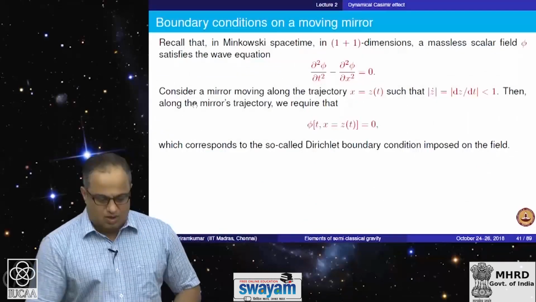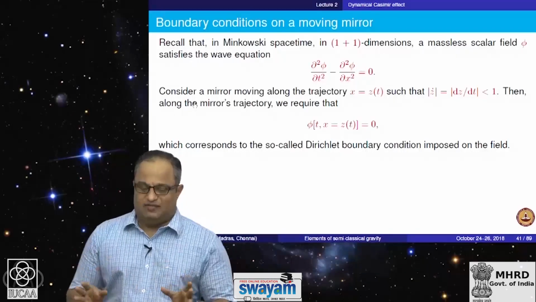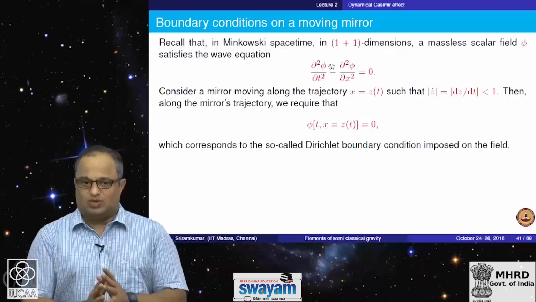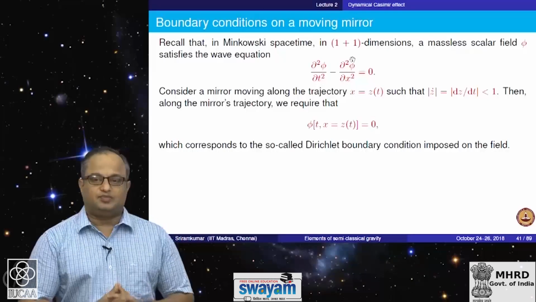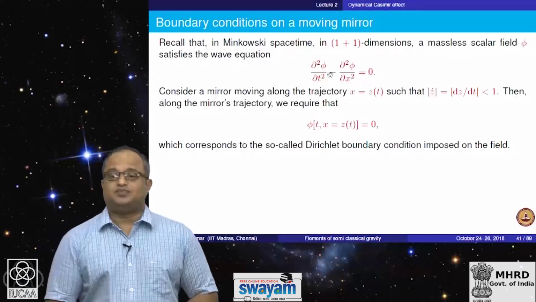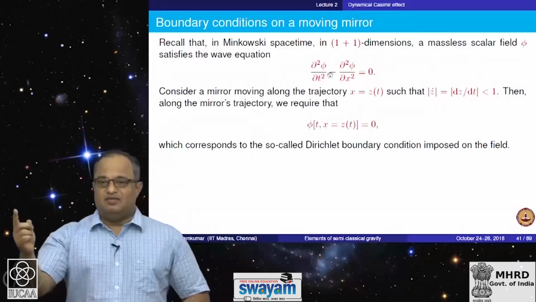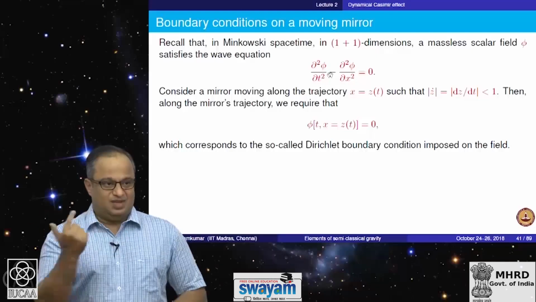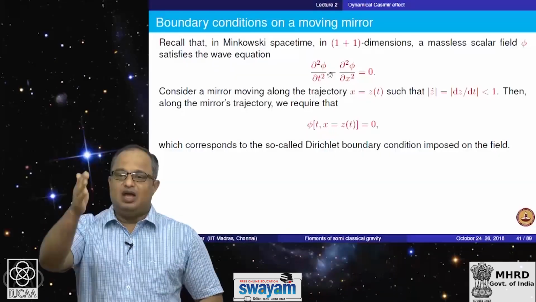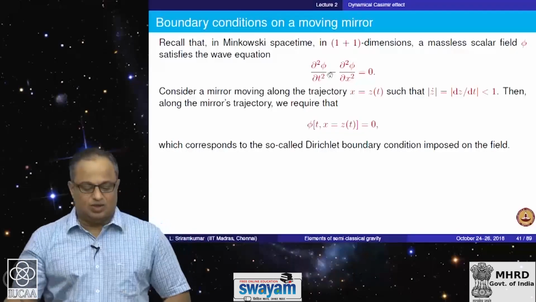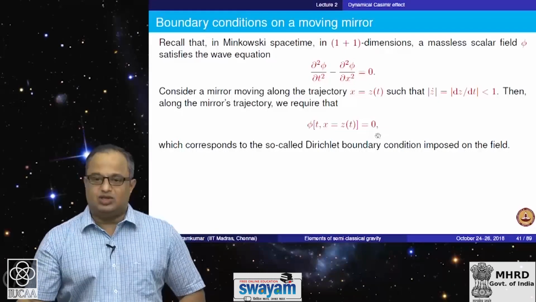How does this arise? As we have done many a time, we are going to consider the simple case of a scalar field, and we are going to focus on 1+1 dimensions. And as we have already discussed, such a scalar field in Minkowski spacetime satisfies this wave equation. Now we need to impose a boundary condition on the mirror. Earlier we had a periodic boundary condition. Now if you have a mirror, you will have to impose a different boundary condition. Typically you will assume the field, for instance, vanishes. This is known as the Dirichlet boundary condition. If the mirror is static, it just corresponds to phi at x equal to 0 is 0.